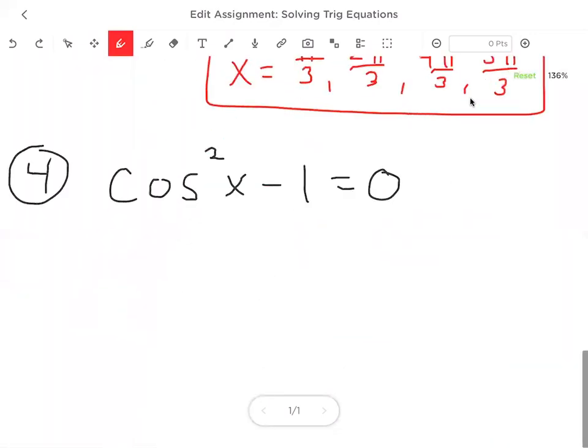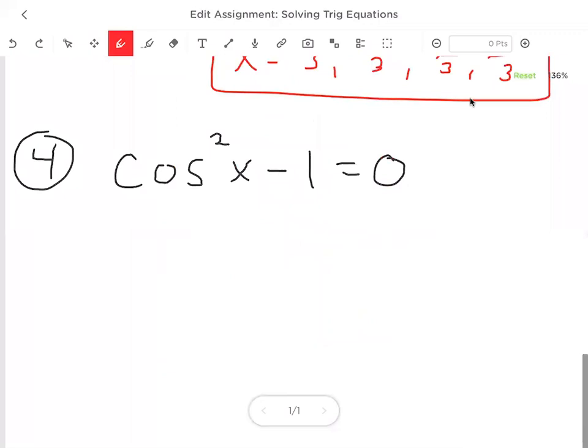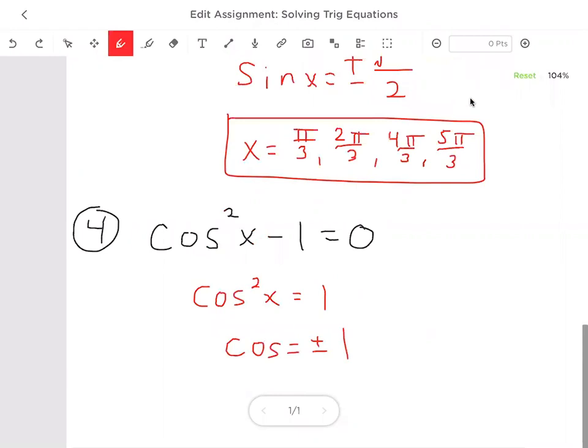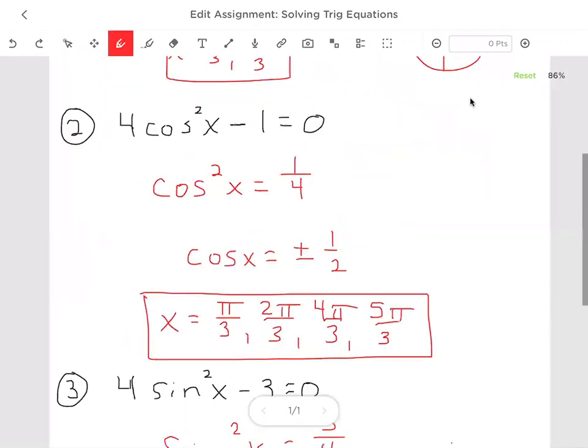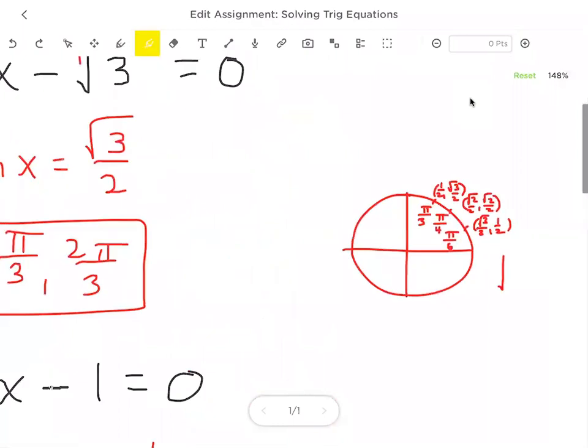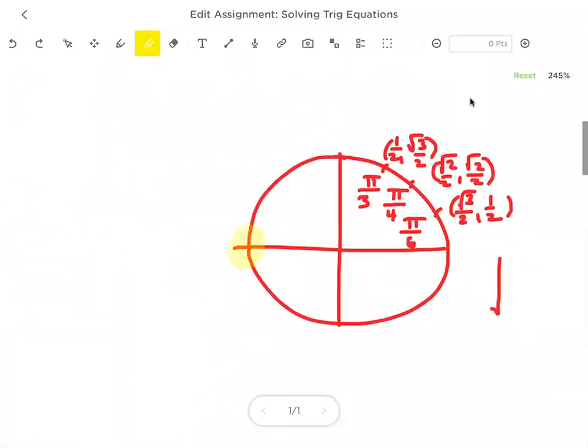Okay, so on the last one, I'll move the 1 over, and we have cosine squared x is equal to 1. And when you take the square root of both sides, the square root of 1 is going to be 1. But remember, plus or minus 1, right? So now where is the cosine, which is the x value, positive 1 or negative 1? Well, the x values are -1 over here at pi and +1 over here at 0 and at 2 pi.